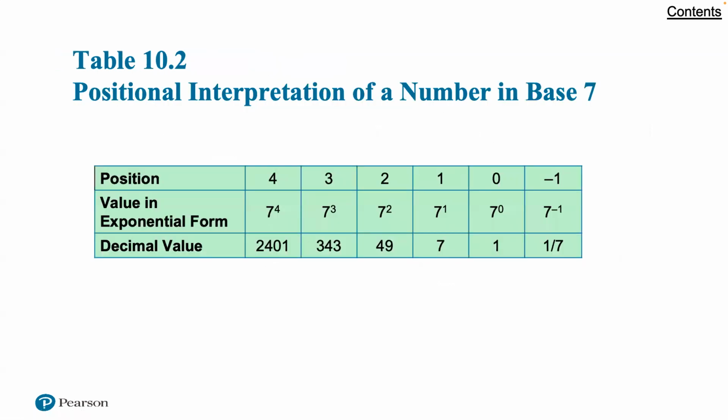As an example of another positional system, consider the system with base 7. This isn't really used that much. Table 10.2 shows the weighting values for positions -1 through 4. In each position, the digit values range from 0 through 6. So those are the numbers. You can see how that would work.